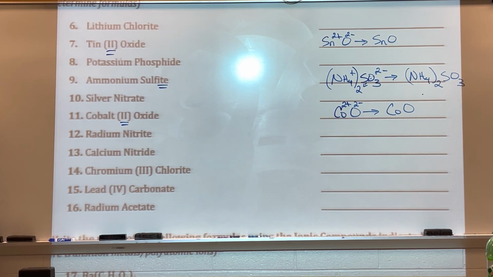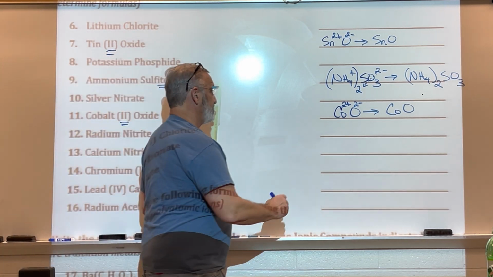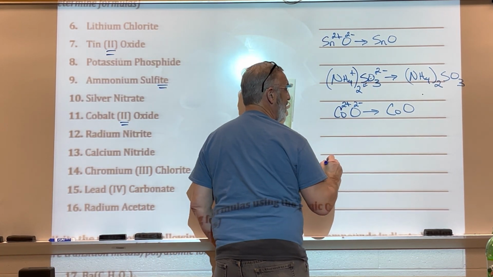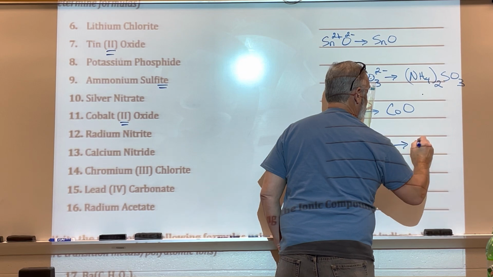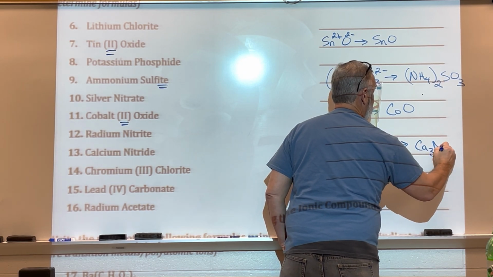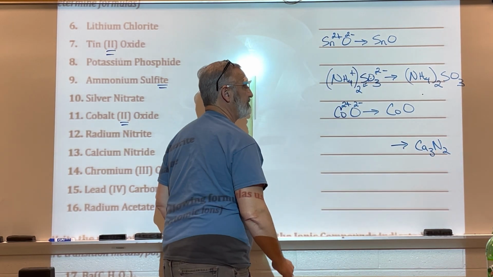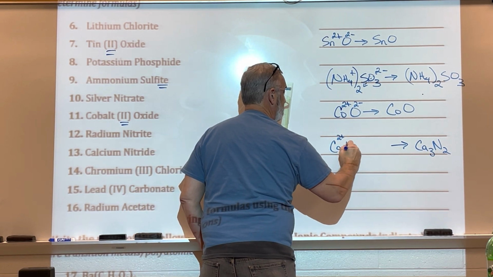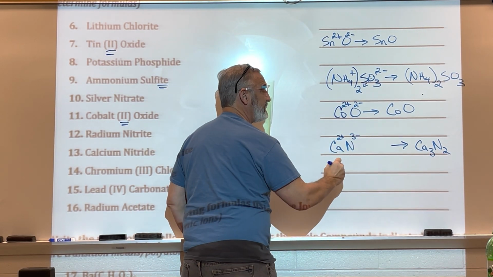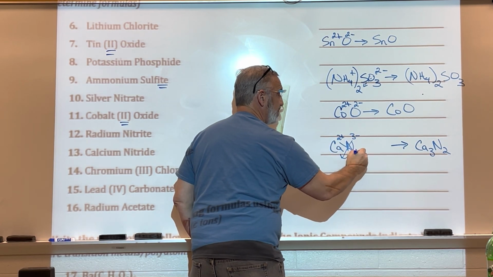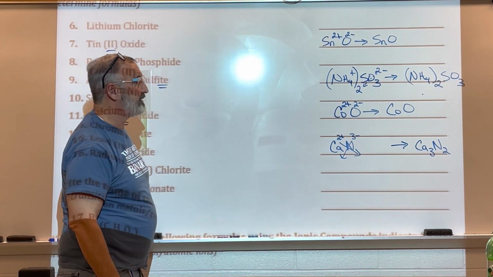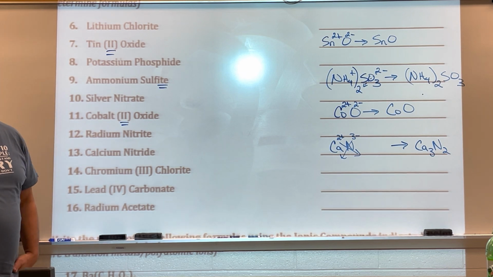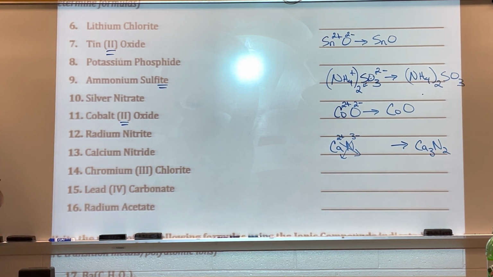Sam, what did you get for 13? Ca3N2. That is exactly right. How did you get that? Calcium is +2 and nitrogen is -3. Nitrogen is always going to be -3, so you just crisscross and you end up getting Ca3N2. Does everybody see the crisscross? All we're doing is finding the lowest common multiple. 2 and 3 goes to 6.